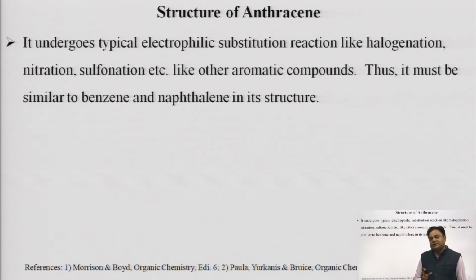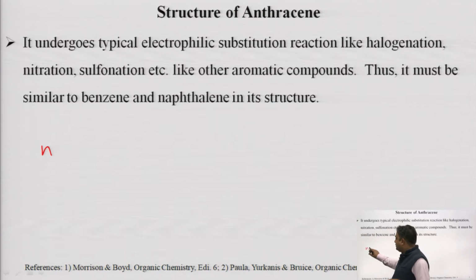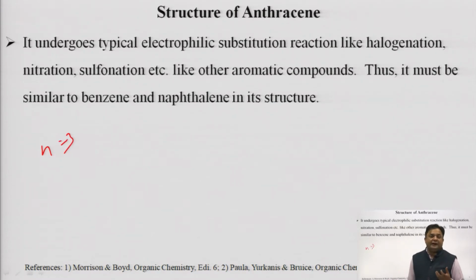Because it is related to benzene, if we follow the Huckel rule, this is the 4n plus 2 pi rule. It is having 7 pi bonds, which means 14 pi electrons. When that value is put in the rule, we get n equal to 3, which is an integer number. It again clearly establishes that anthracene is an aromatic compound like benzene or naphthalene.